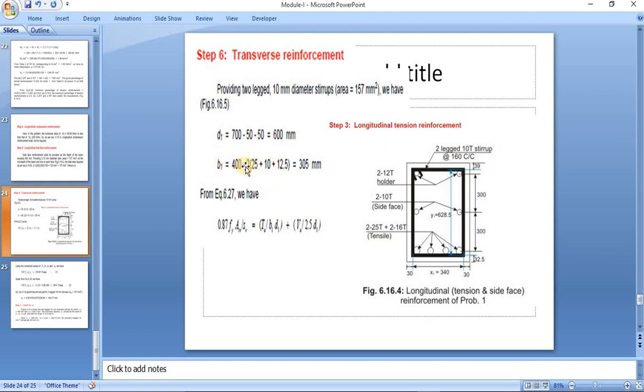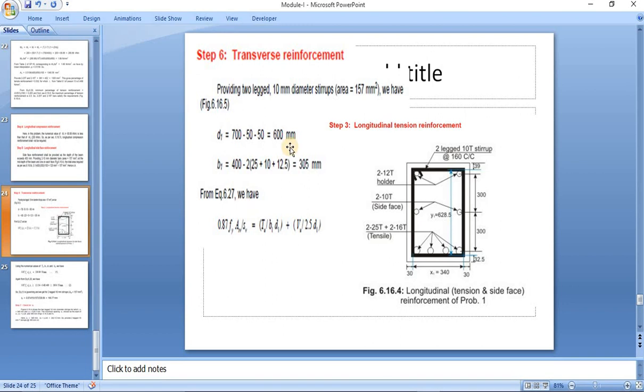So b1 is equal to 400 minus 2 times (25 plus 10 plus 12.5), so we are getting 305 mm. Breadth wise, you can see the total is 400. Cover we have subtracted, half of the dia of the reinforcement here and here we have subtracted, and half of the diameter of these two are subtracted. So here half and here half, that is 10 mm. Let us assume that we are going to provide the 10 mm rings.